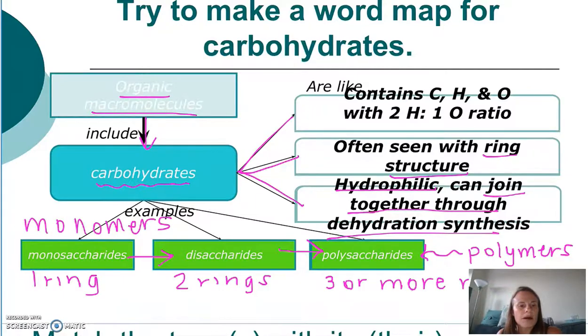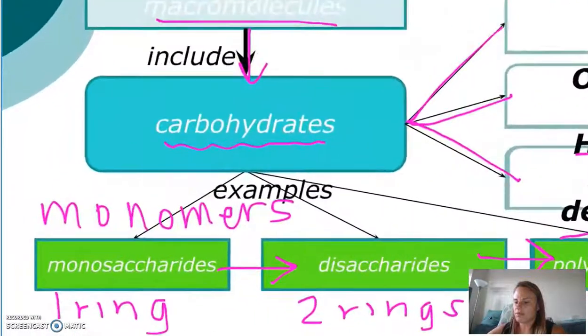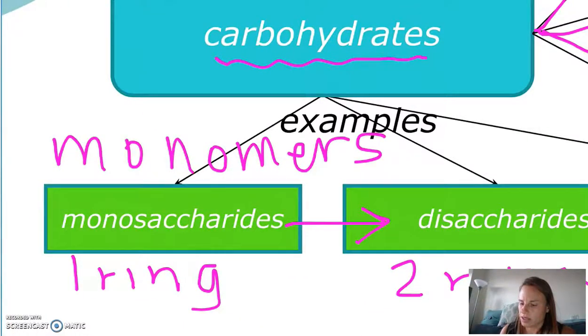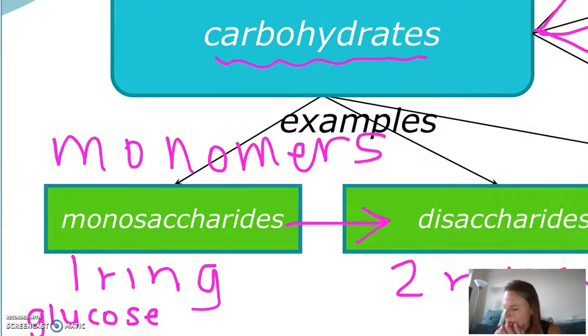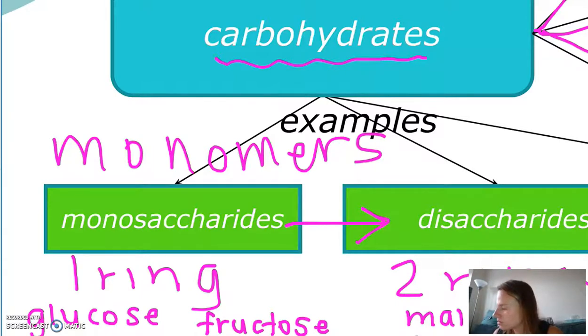Some examples of monosaccharides are going to be glucose, galactose, and fructose. Our examples of disaccharides are going to be maltose, sucrose, and lactose.